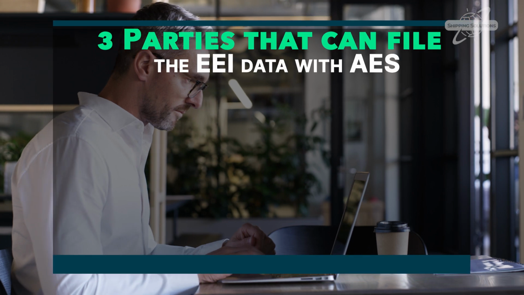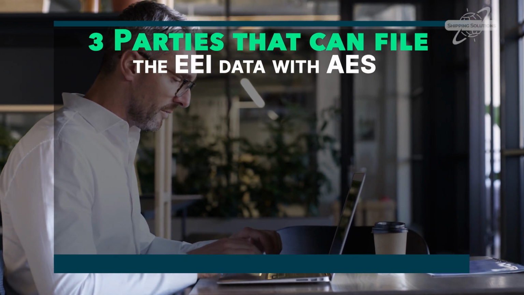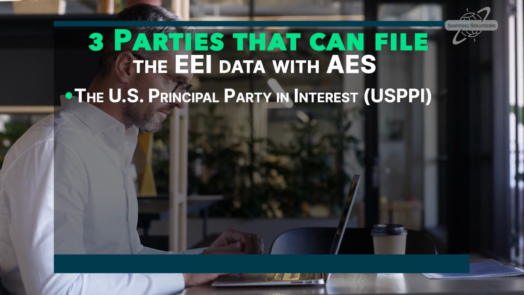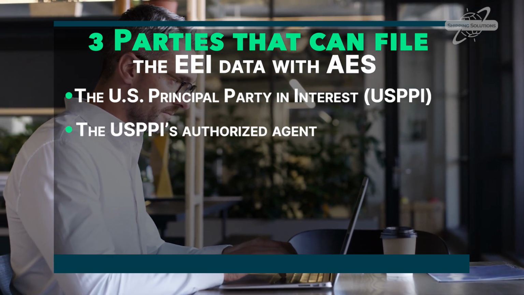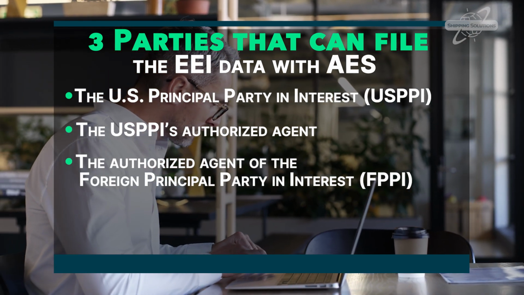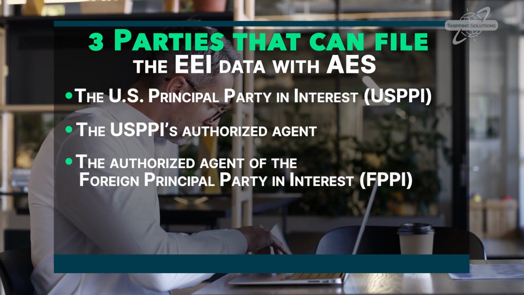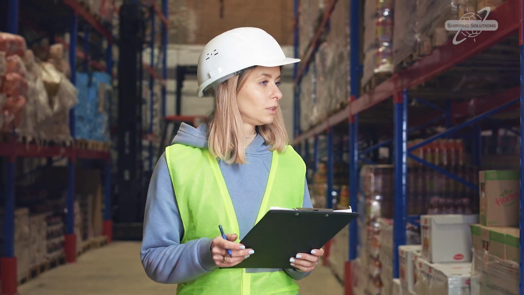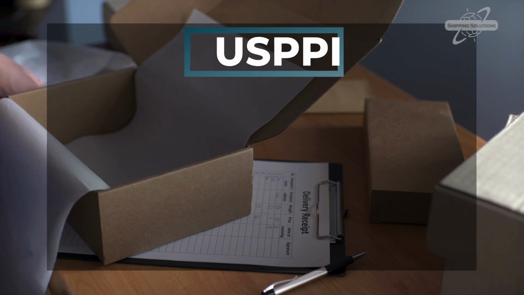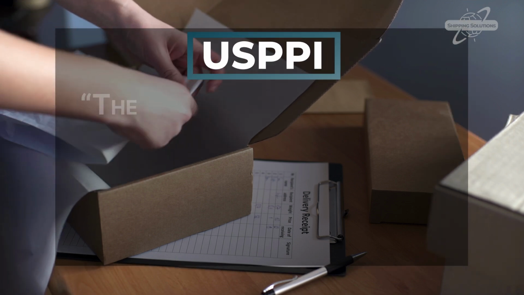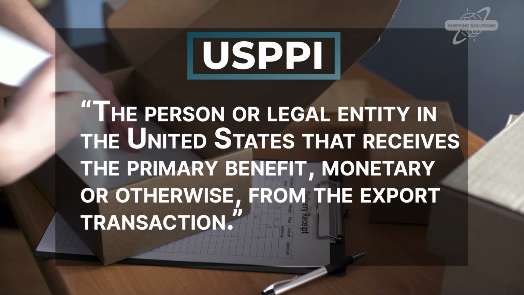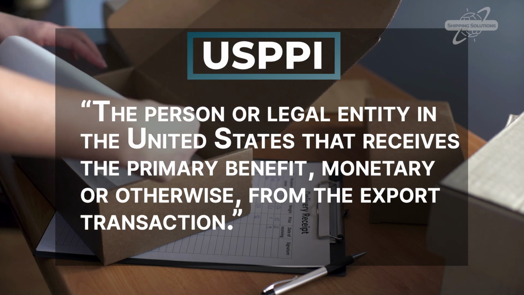There are 3 parties that can file the EEI data with AES: the U.S. Principal Party in Interest, abbreviated as USPPI, the USPPI's authorized agent, or the authorized agent of the Foreign Principal Party in Interest, abbreviated as FPPI. In order to understand this, we need to define what a USPPI and an FPPI are. According to the Census Bureau, the USPPI is the person or legal entity in the United States that receives the primary benefit, monetary or otherwise, from the export transaction.